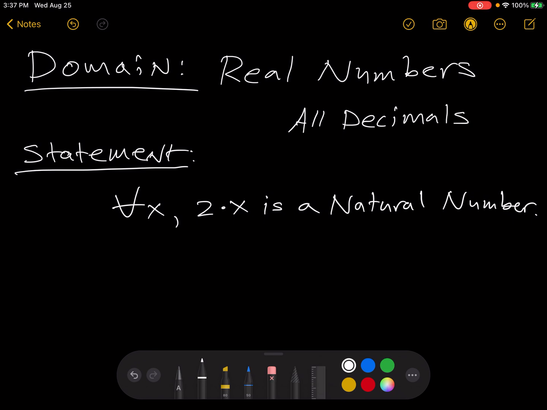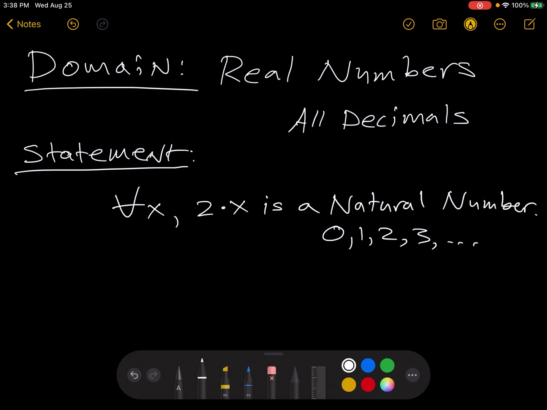Right, so let's see. How about 1/4? 1/4 is a decimal, right? Okay, so this statement is false. If it's false, then you have to provide a counterexample to this statement, because this statement says for all x. And so if our domain is the real numbers, we're saying no matter what real number you pick, 2 times that real number is a natural number. 2 times that real number is one of these numbers, 0, 1, 2, 3, and so on.